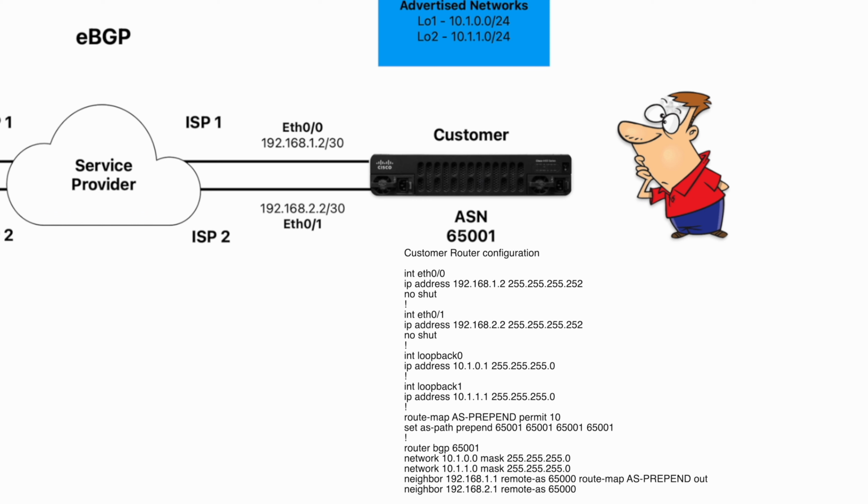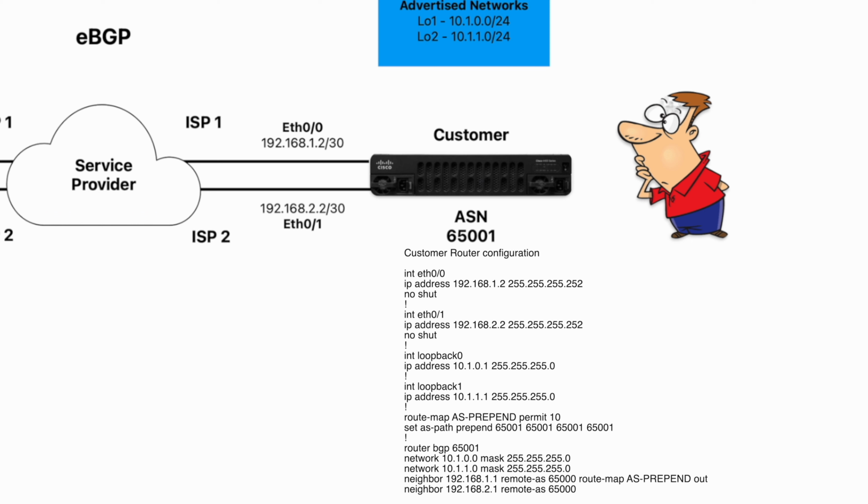And we're going to jump into the customer router. We're going to configure the interfaces, Ethernet 0/0 and 0/1, with the corresponding IP addresses. We're going to do a no shut. We're also going to configure the interface loopbacks, which are going to simulate the customer LAN. We're also going to configure the route map with the prepend configuration inside of it.